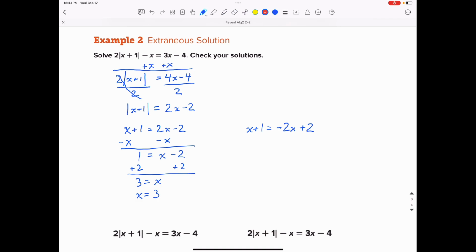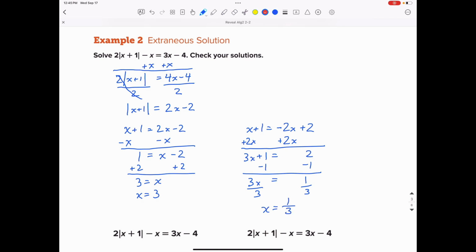And then the other potential solution in this case, because I like positive x's, so that's why I'm going to do it this way. I'm going to add the 2x to both sides here. So that'll give me 3x plus 1 equal to 2. I'll subtract 1 from both sides. That will give me 3x equal to 1. Divide by 3, and my other potential solution is going to be 1/3.